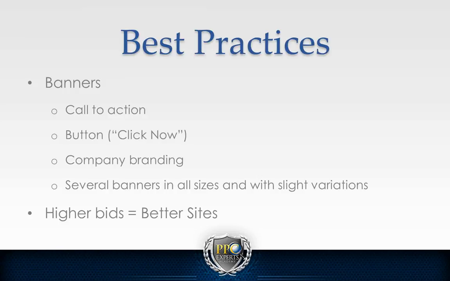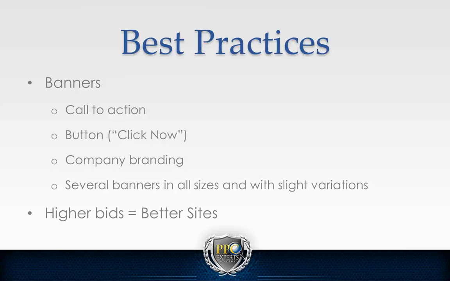By slight variations, I mean on this one the text is red, on this one the text is yellow, and on this one the text is orange, or on this one the button is yellow and on this one the button is green. Maybe this one has a picture of a guy, this one has a picture of a girl, and this one has a picture of a guy and a girl. Not going crazy with drastically different banners, just slight variations. The reason you do that is that you want to have all those out there and review them and see which ones have the highest click-through rate.